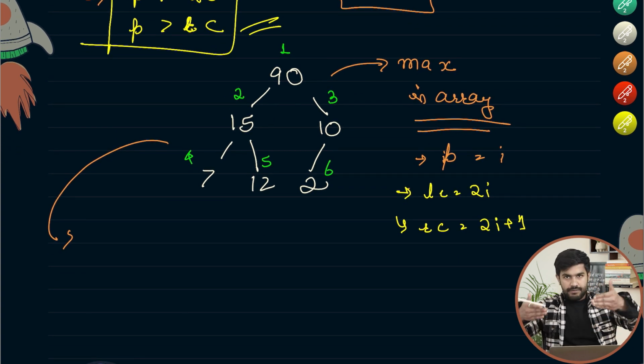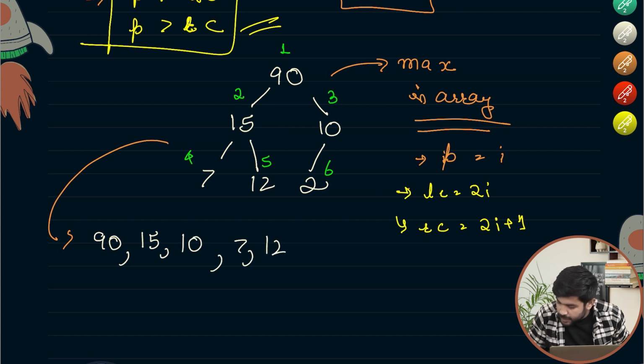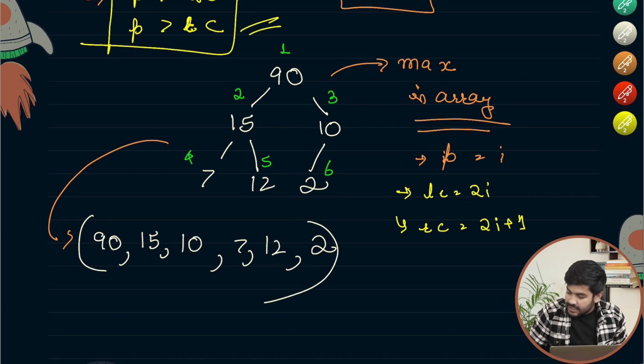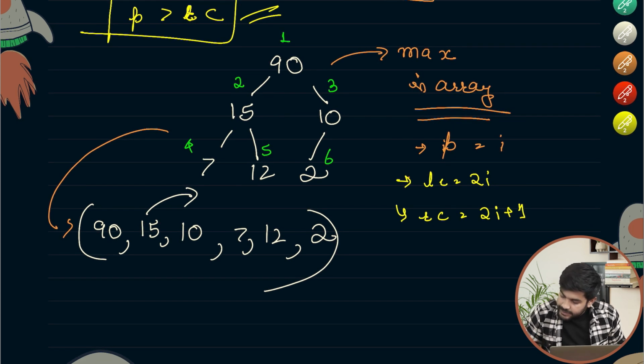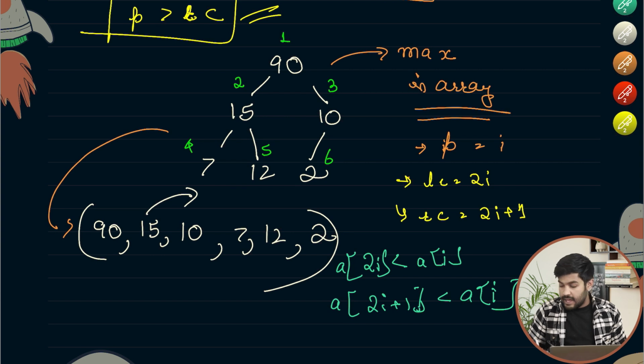So if we convert this into an array, with the indices, it would be 90, 15, 10, 7, 12 and 2. This is the given array. To check if this array represents a max heap or not, we need to check that A of 2i is less than A of i, and A of 2i plus 1 is less than A of i. These are the two things we need to confirm. Because this array is zero indexed, we just subtract one from every index, and we iterate.